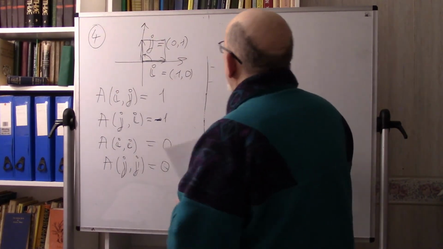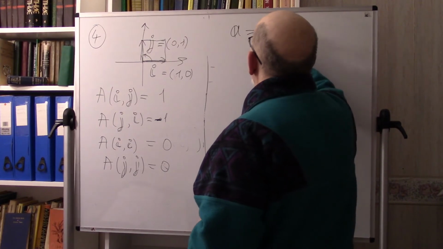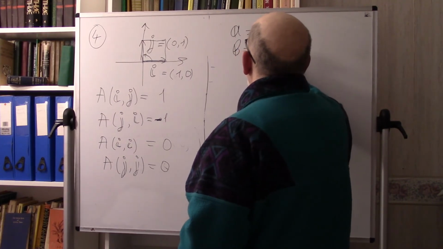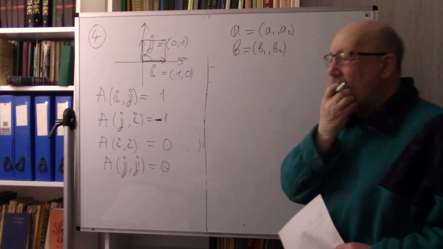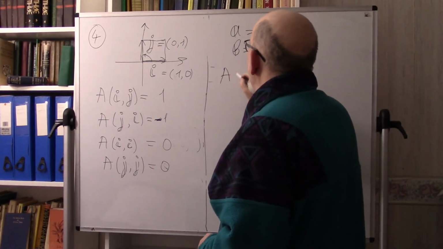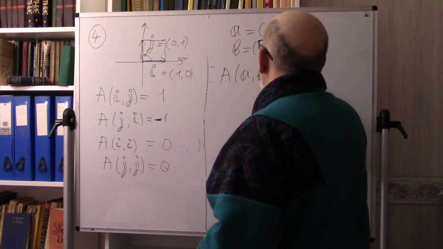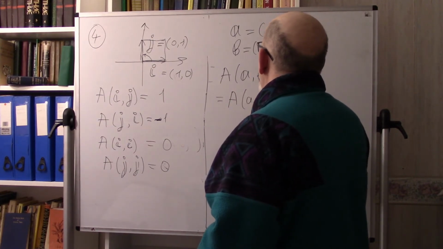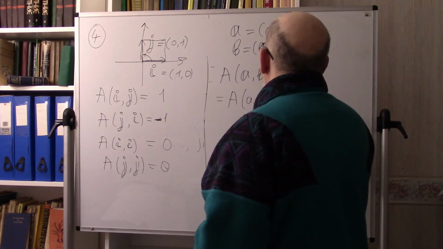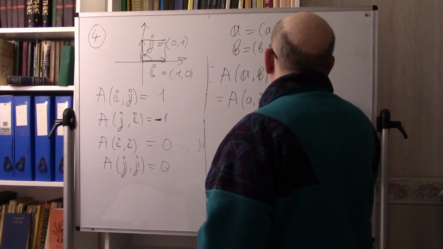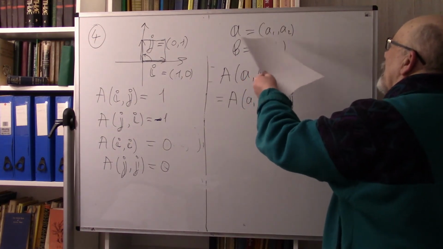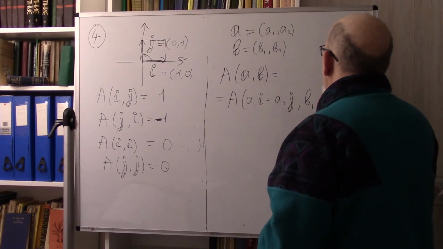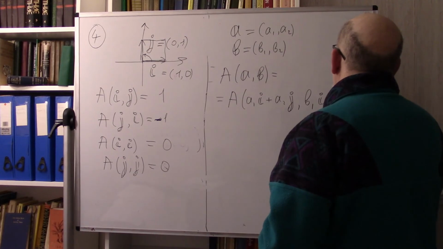And at last, suppose we have two vectors, a with components a1, a2, and vector b with components b1, b2. So the area of ab equals the area of a1 i plus a2 j, because the vector with components a1, a2 is simply vector a1 i plus a2 j, and here b1 i plus b2 j.